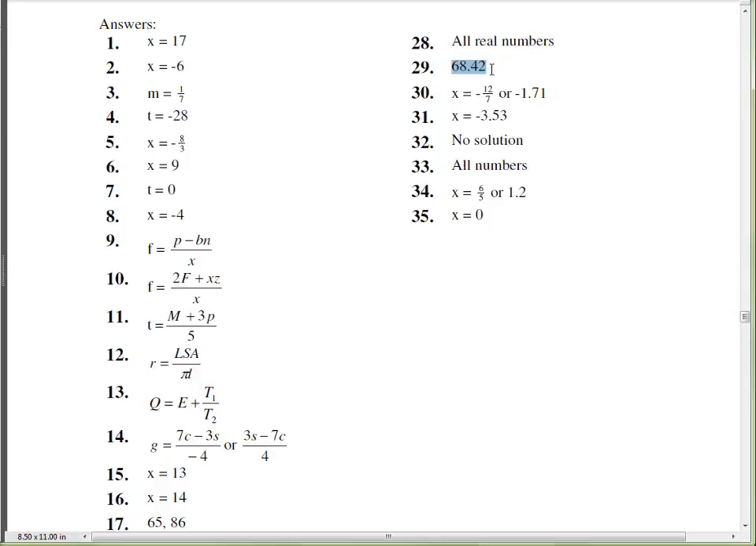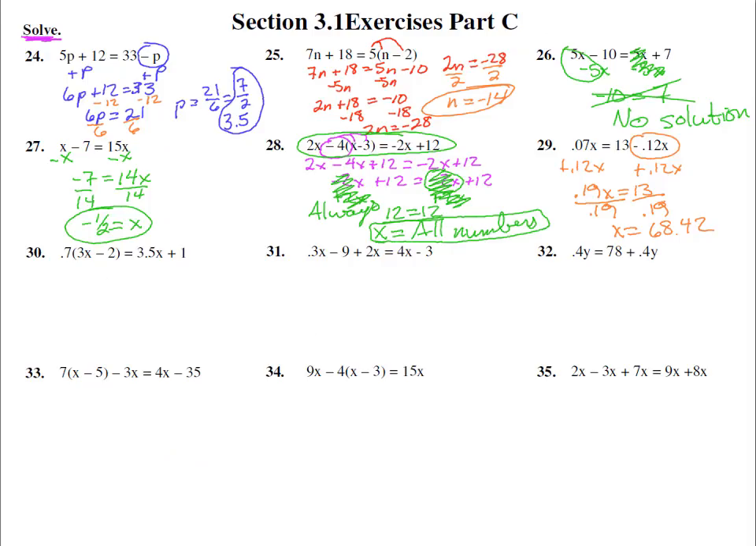68.42, and it keeps going. You can round where you feel appropriate. Number 30. We have 0.7 times 3x minus 2 equals 3.5x plus 1. Let's get these pesky parentheses out of the way.